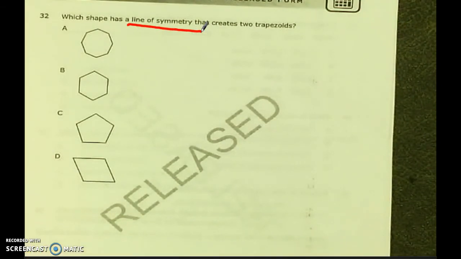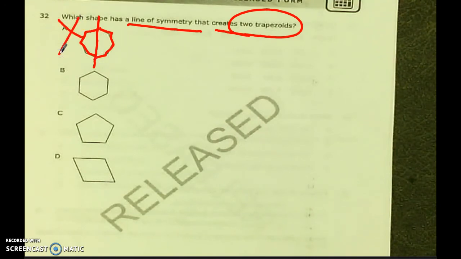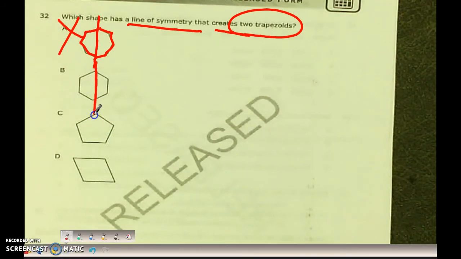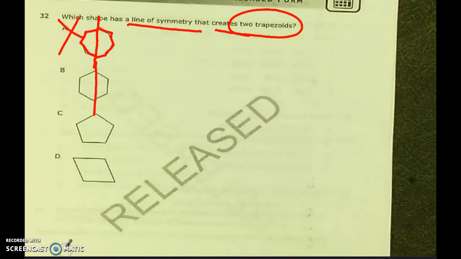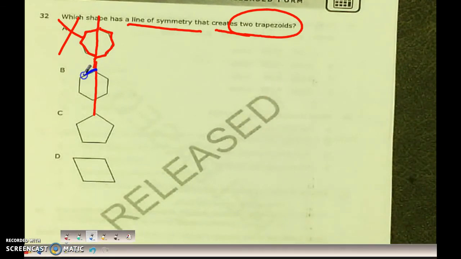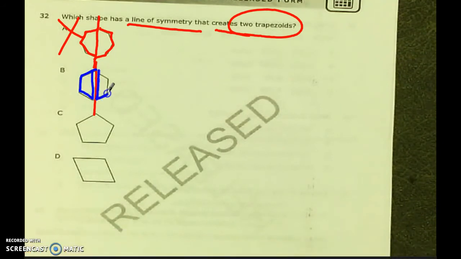Which shape has a line of symmetry? Okay, so that means you can cut the shape in half and fold it and the two sides meet. Now they're giving you something to look for, two trapezoids. So let's start cutting this shape where we can. If I cut like that, well, that's certainly not a trapezoid on that side and not a trapezoid there. Okay. Let me cut this shape. Now, we can see that this line of symmetry cut that into two trapezoids.